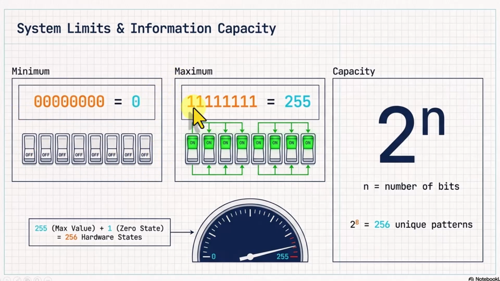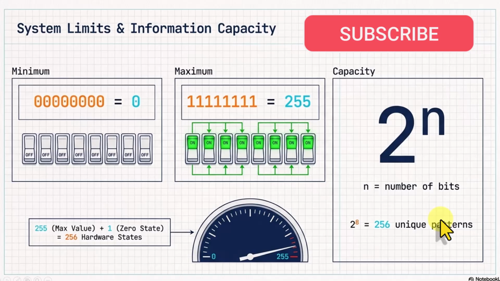And if we change all of them to 1, turning each transistor on, that will be 8 ones. Converting to denary, that is 1 plus 2 plus 4 plus 8 plus 16 plus 32 plus 64 plus 128, which is 255. As we studied before, we can make 2 to the power of n different patterns or combinations from n bits. So with 8 bits, we can make 256 unique patterns.